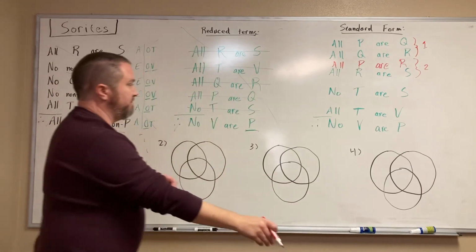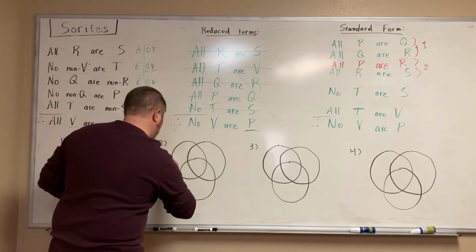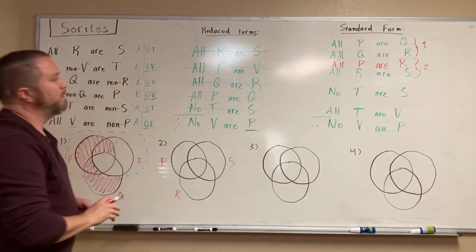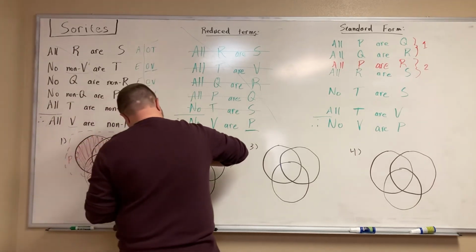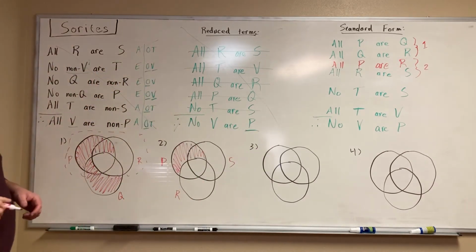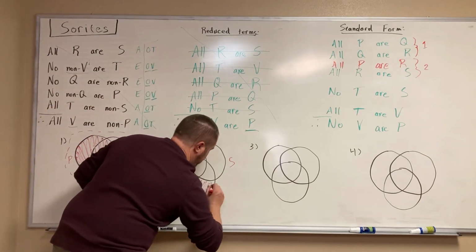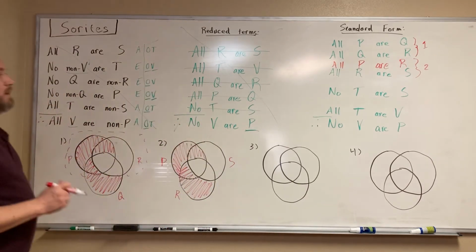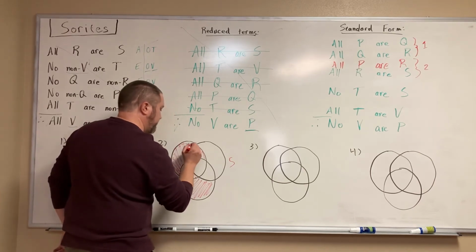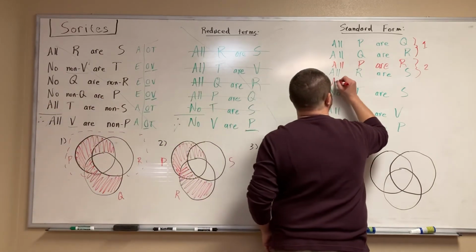That's going to be our second Venn diagram. Looks like R is used twice. That's going to be our middle term. And then P and S. So all P are R. Shade out the crescent on the top left side. All R are S. Shade out the crescent on the bottom left side. And just like in the first one, we've shaded out this entire crescent on the left side.